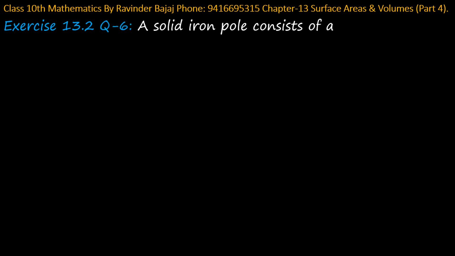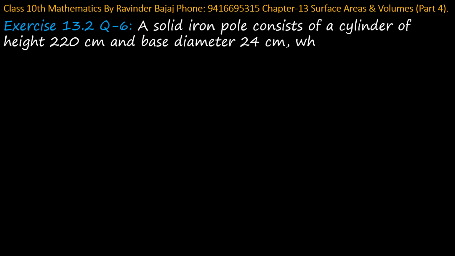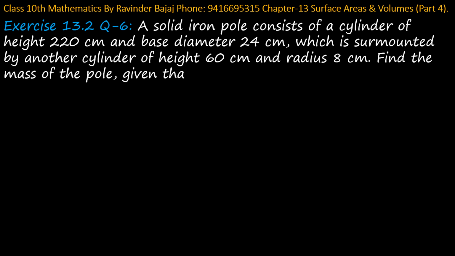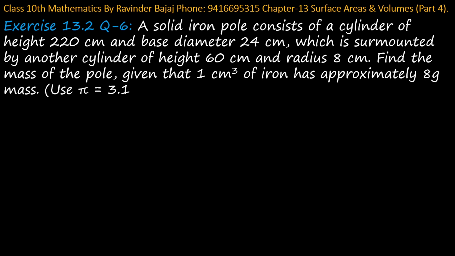exercise 13.2, question number 6. A solid iron pole consists of a cylinder of height 220 centimeter and base diameter 24 centimeter, which is surmounted by another cylinder of height 60 centimeter and radius 8 centimeter. Find the mass of the pole given that 1 centimeter cube of the iron has approximately 8 gram mass.